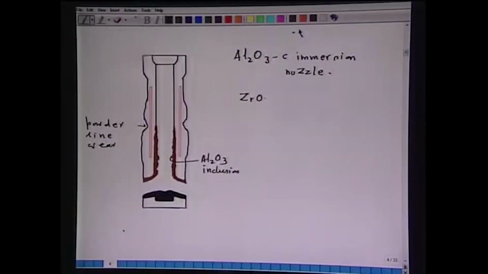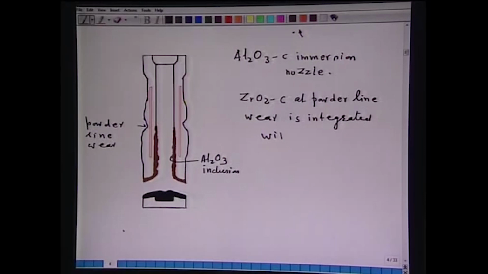So, for this purpose, ZrO2-carbon refractory is used at the powder line wear, and that zirconia carbon refractory is integrated with Al2O3-C refractories. Now, by mixing the ratio of zirconia particles, it is possible to decrease the powder line wear of the refractory.